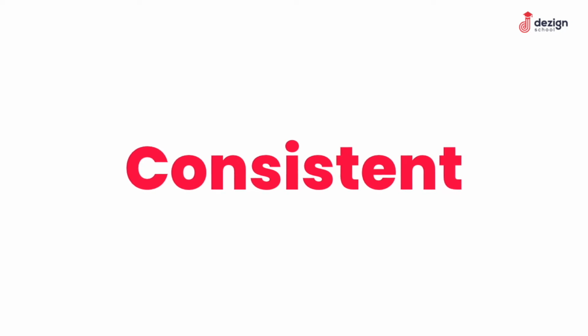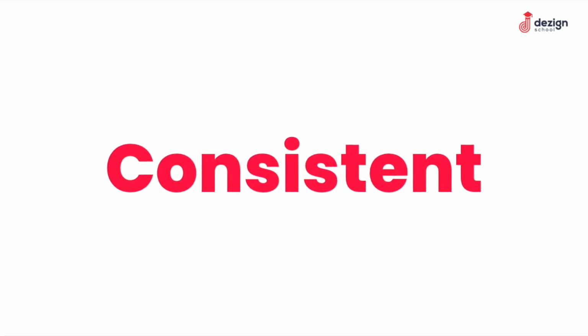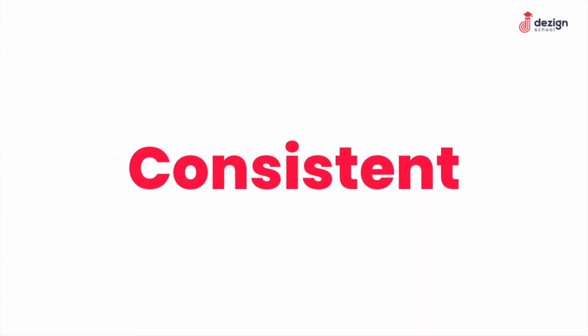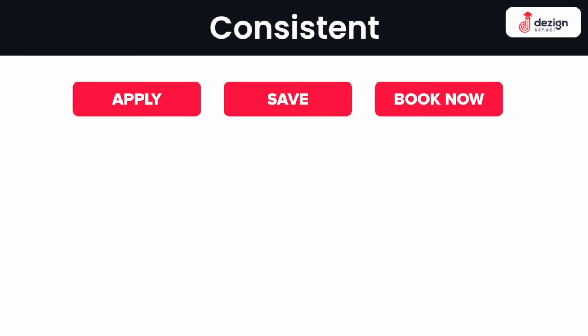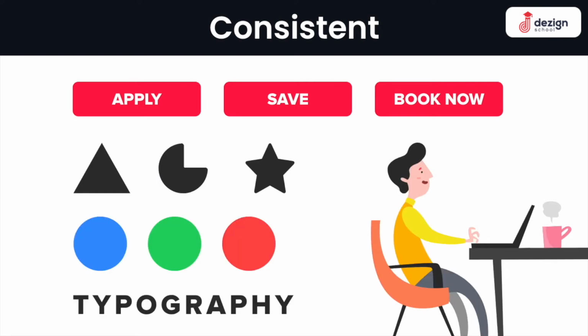Consistent. Consistency is very important in your design. Within the app, we have to design a lot of screens, so all its elements should look the same. If you are using any button, any shape, any color, or any typography or any graphic, all the elements should be connected to each other.